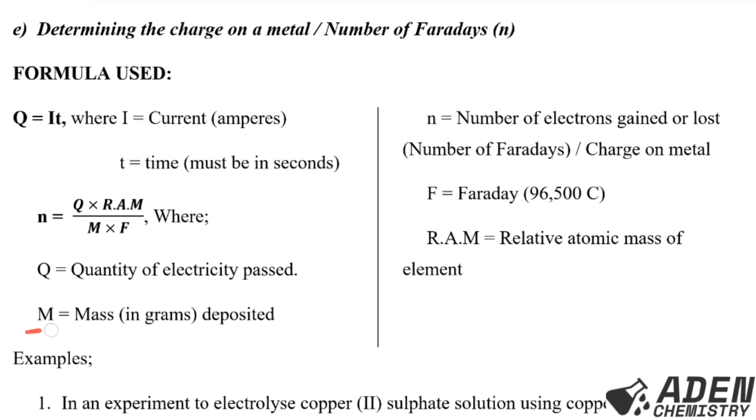Then M is mass in grams deposited, n is the number of electrons gained or lost, in other words, the number of Faradays or the charge on a metal, or the value of the charge of a metal. Then F is Faraday, and Faraday is equal to 96,500 coulombs. Then Rm is equal to the relative atomic mass of the element. Then we go to examples.